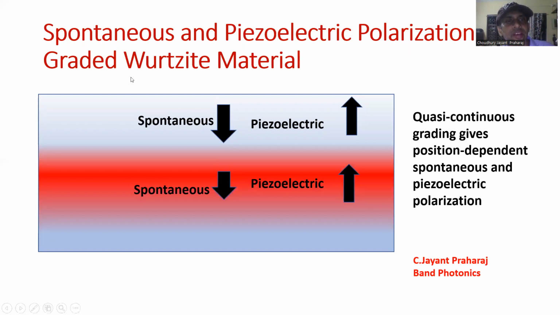So in graded wurtzite materials, we have this kind of spontaneous and piezoelectric polarization, and they are a function of position. And we have these kinds of magnitudes and directions for these components of polarization. And so the position-dependent spontaneous and piezoelectric polarization lead to bound charge densities as well, and those affect device characteristics.